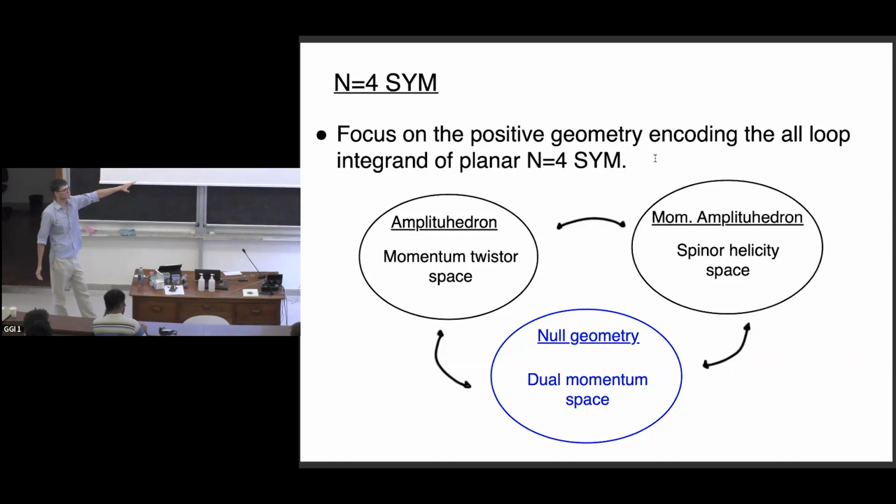But there's a third description of tree level kinematic space given by dual momentum space, which will be the focus of the talk today. So we'll be studying the momentum amplituhedron, but in dual momentum space.